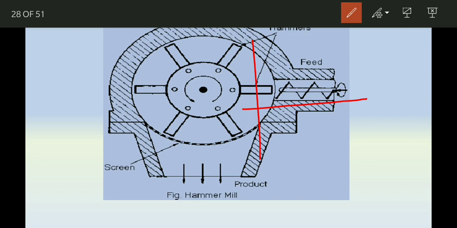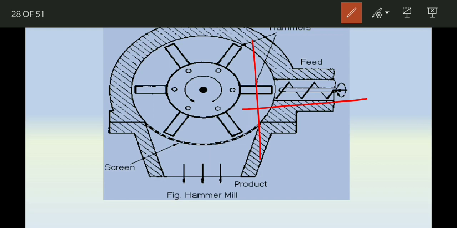This unit is enclosed in a chamber containing a rigid or removable screen through which the material must pass. This screen is not of woven type. Screens are prepared using metal sheet of varying thickness with perforated holes and slots.